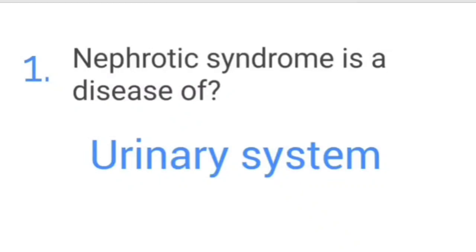Nephrotic syndrome is a disease of urinary system.